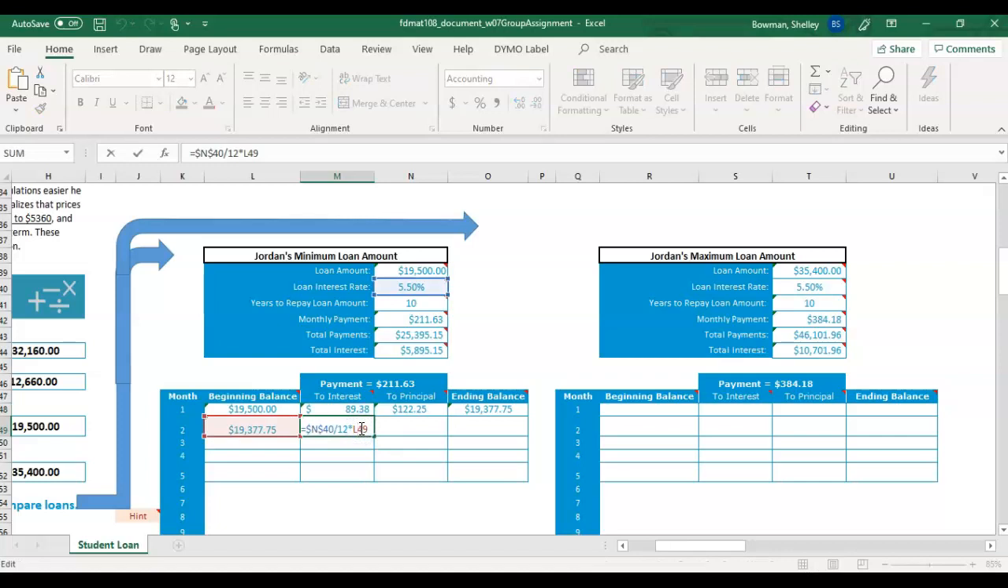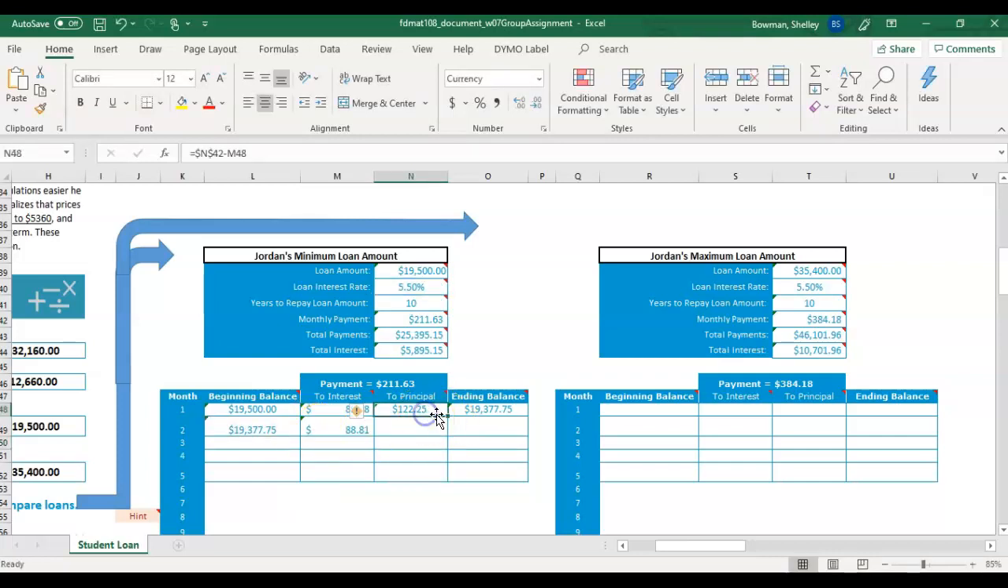I'm going to double click just to check. Yep, I referenced the loan amount divided by 12 and referenced the cell next, which is the beginning balance. I do not want to absolute cell reference this. This needs to change with me so that as the money is coming off, the beginning balance is going down and down, which is good because we want it to go all the way to 0.